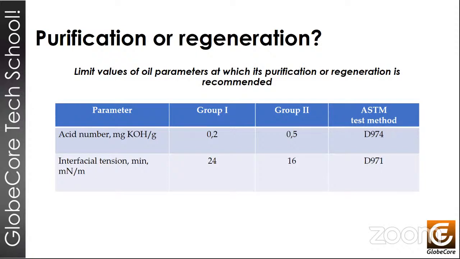So we must find the minimum and maximum values in the oil in order to determine which process specifically we need to use. It's very important to know that these numbers and groups are based on acidity and interfacial tension. So we need to know what these numbers mean. We're going to talk about these values a little bit, what their variations imply, and how these factors affect our transformer.